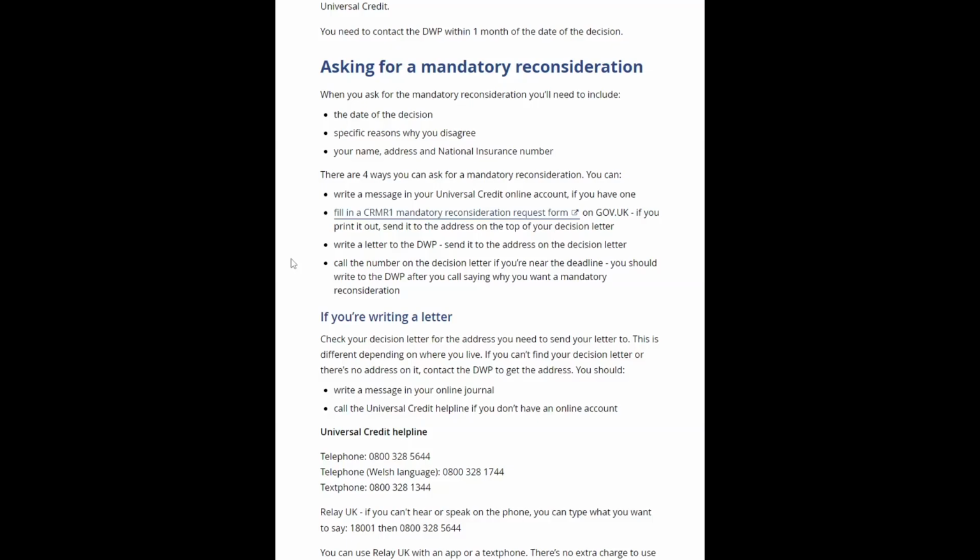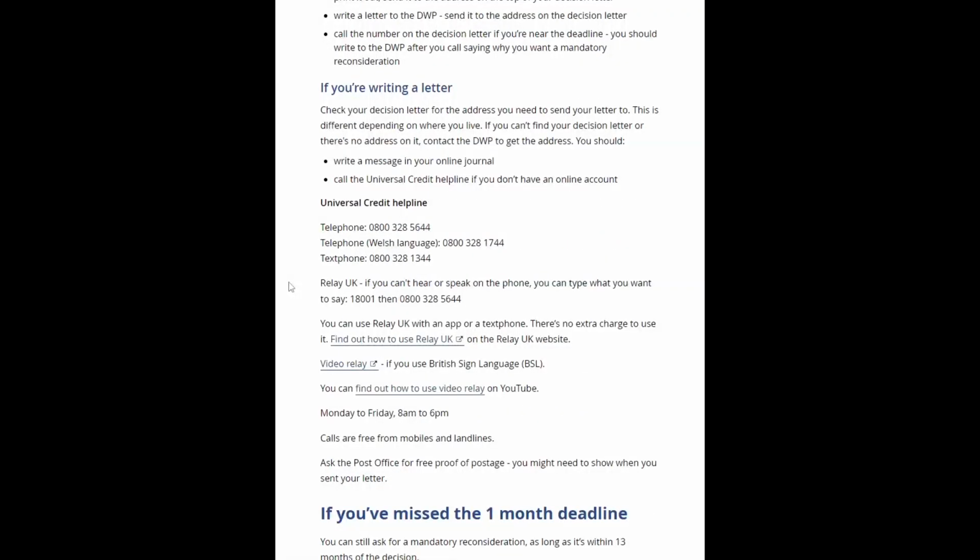You can write a letter and again send it to the address on the letter, or you can call the number on the letter. If you're near the deadline, you should write to the DWP after, because it wants to be in writing, and obviously that will be for the mandatory reconsideration. If you're writing a letter, then obviously you need to send the letter to the address, and this obviously will be different depending on where you live in the UK.